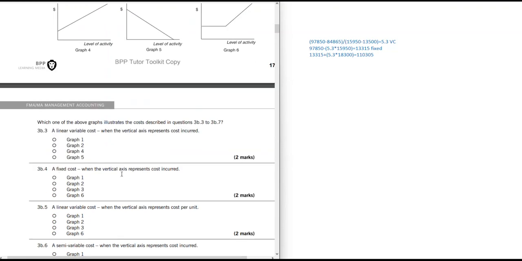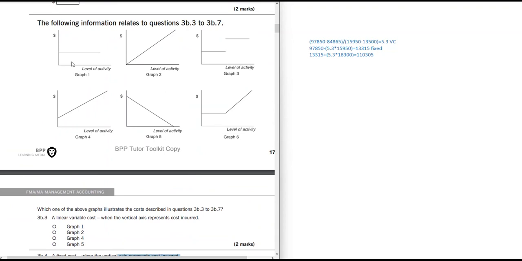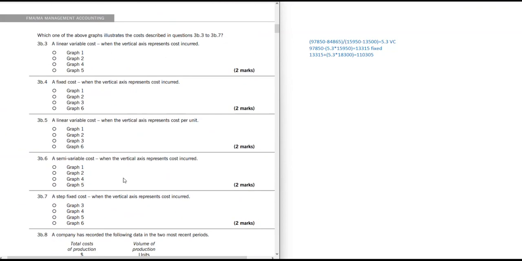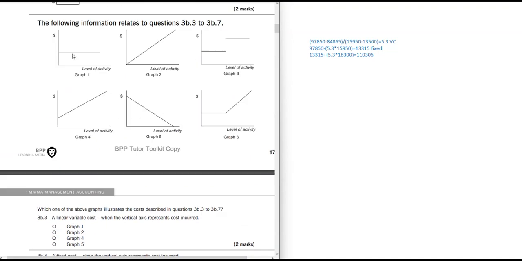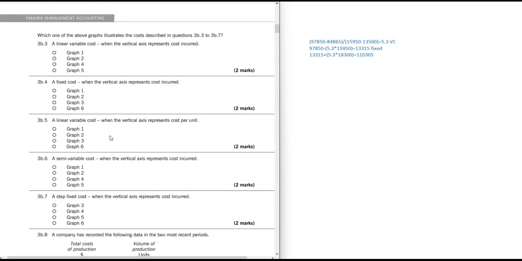Fixed cost, when vertical axis represents costs incurred, remember fixed cost is the stable one. Linear variable cost, again, when vertical axis represents cost per unit, remember the fixed cost in total and variable cost per unit graph are exactly the same. So if we look at it per unit, then this is linear variable cost. If we look at total cost, then this is a fixed cost graph. So graph number 1.